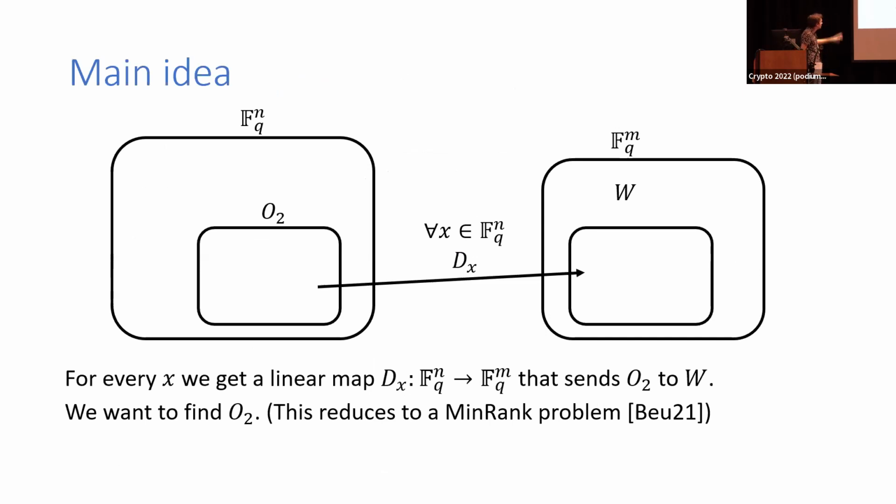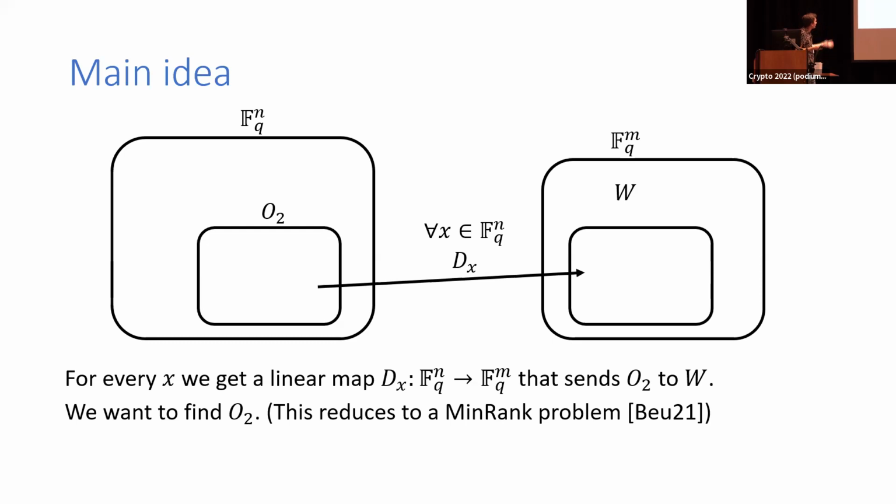We're going to use this property that I mentioned before about the differential. So I'll repeat. For every vector X, the differential at X is a linear map that sends our O2 space, which is one of our spaces in the secret key, to W, which is another space in the secret key. So we have a lot of these maps, right? For every X, we have a linear map that behaves on these two subspaces, and our goal as an attacker is to find O2.